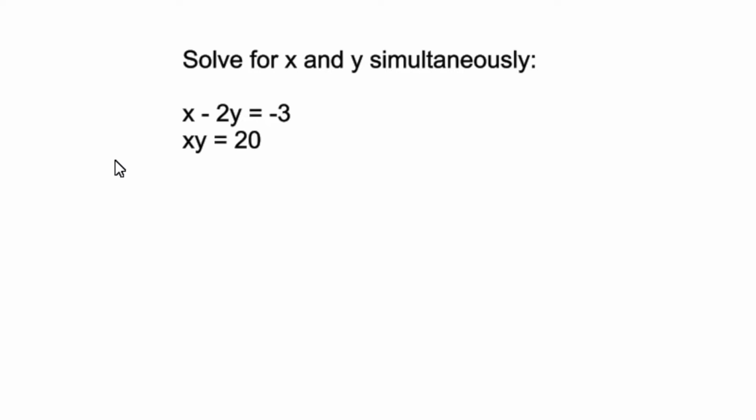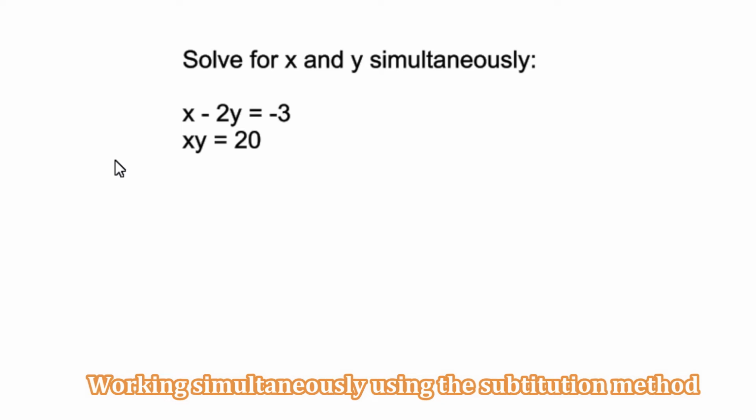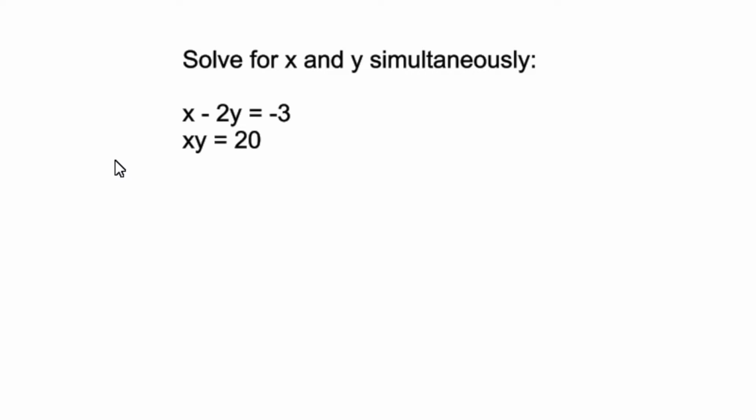Now, there are multiple ways of solving simultaneously, but for this particular question, we're going to use the substitution method. What the substitution method means is simplifying one of the equations and substituting it into the second equation. And that's exactly what we're going to do. So let us say that this here is equation A and this here is equation B.